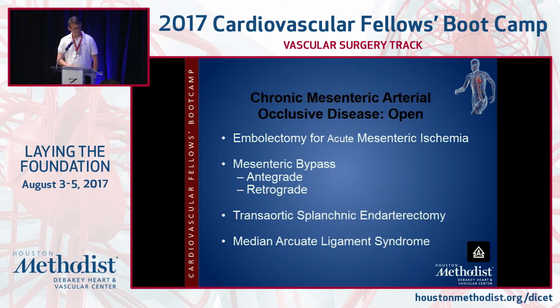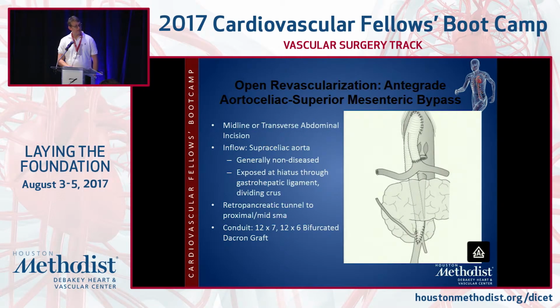So we'll talk a little bit about open approaches now. For open revascularization, the gold standard for the celiac and SMA is an antegrade aortoceliac or aorto-SMA bypass. Most commonly, this is done by a midline or a transverse abdominal incision. Usually the optimal inflow is the supraceliac aorta.